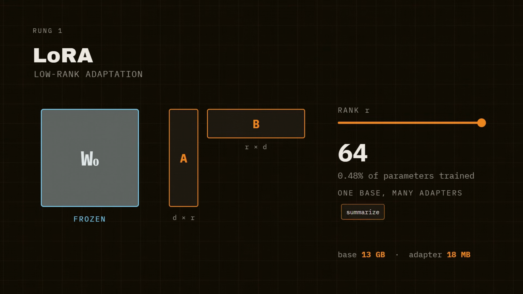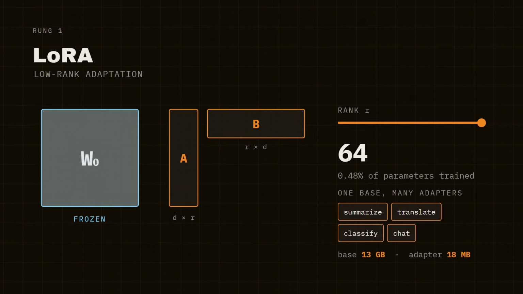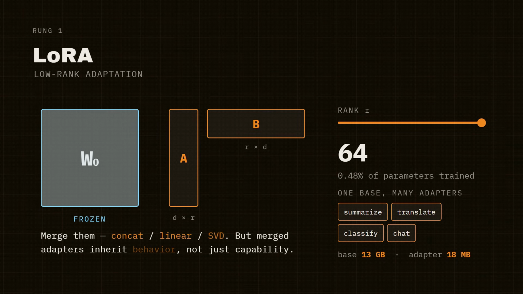There's a second payoff people miss. Your fine-tune is now a file measured in megabytes, not gigabytes. 1 base model on disk, 20 adapters for 20 customers. Hot swapped at runtime. That's a deployment story, not just a training one. And you can go further than swapping. You can merge, take a summarization adapter and a translation adapter and combine them into one, concatenate them, weight them into a linear combination, or merge them with SVD.